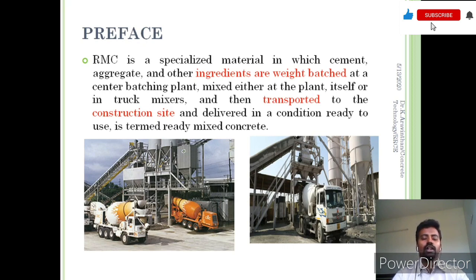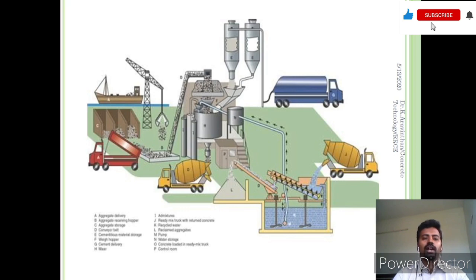In order to go for a ready mix plant, these are the components of a ready mix plant. You can see that the coarse aggregate and fine aggregate are collected by using a truck, or in some cases in India we are also getting sand from other countries by ship. So this is another process which some countries use.